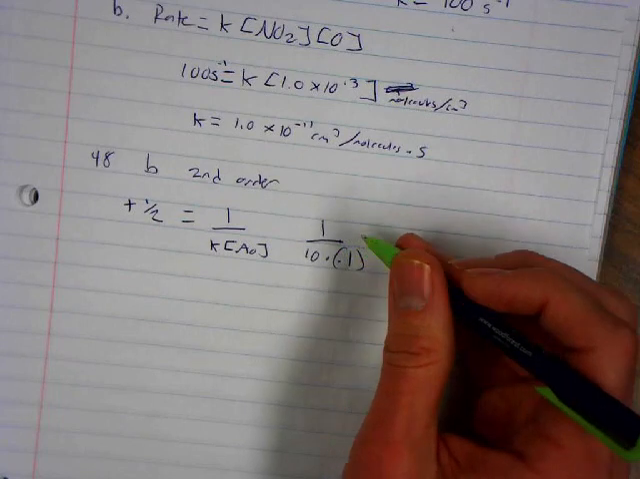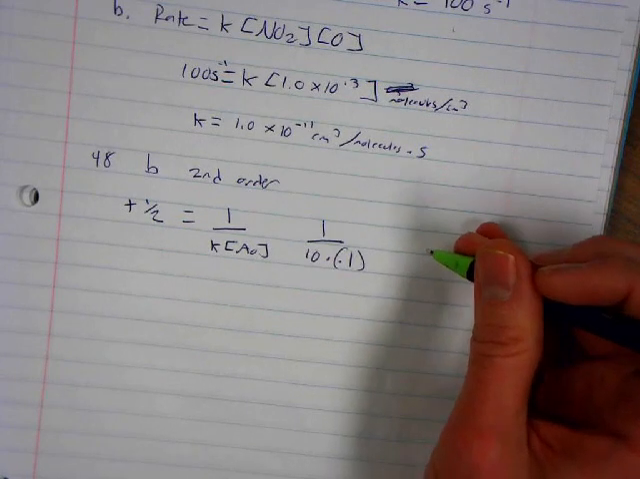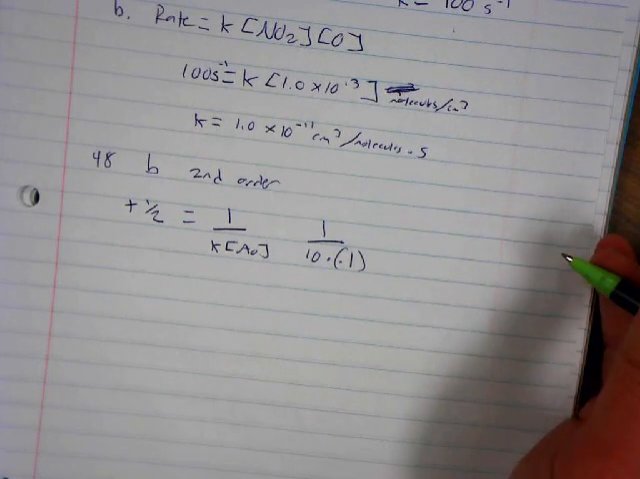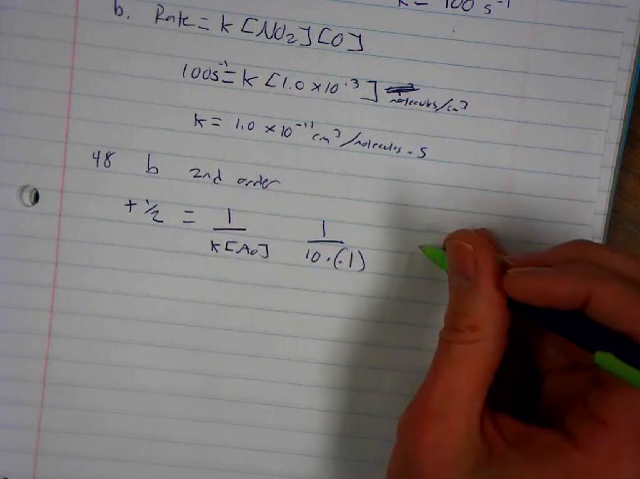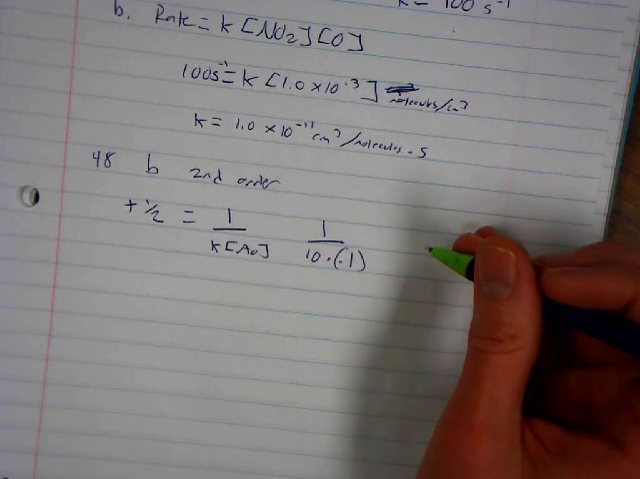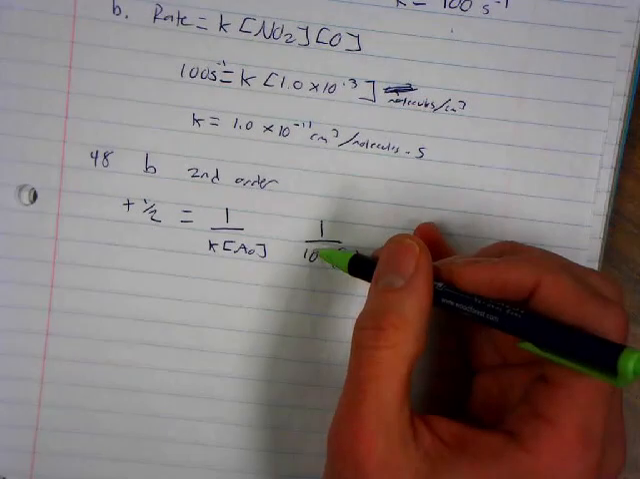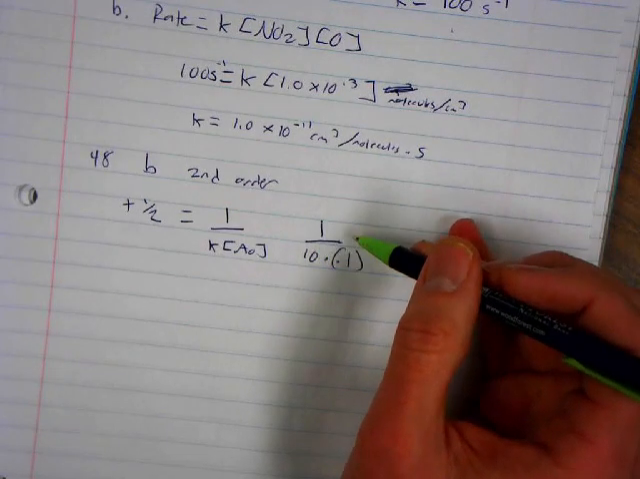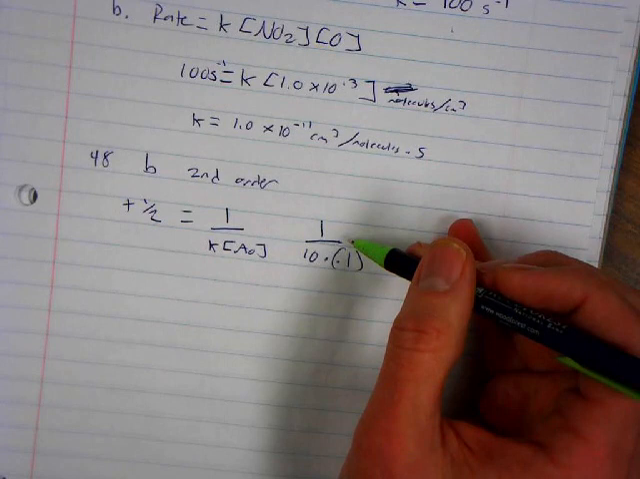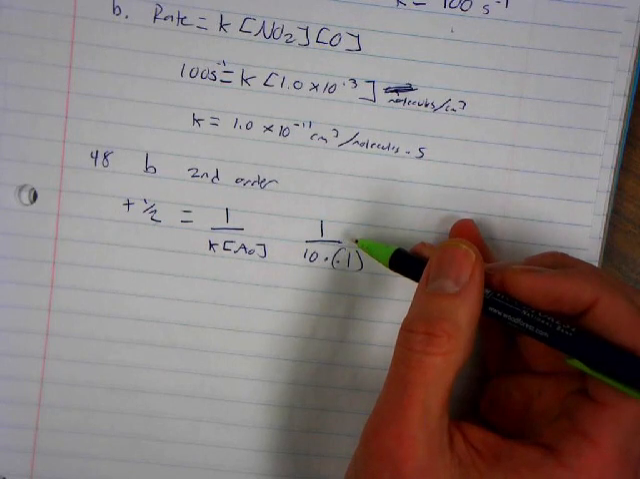No, it's fine. 10 times 0.1 is what? It's 1. So it's just 10. So this equals, wait, did I forget my K? No, that is my K. So my half-life is equal to what? What do you guys get? 1 second.